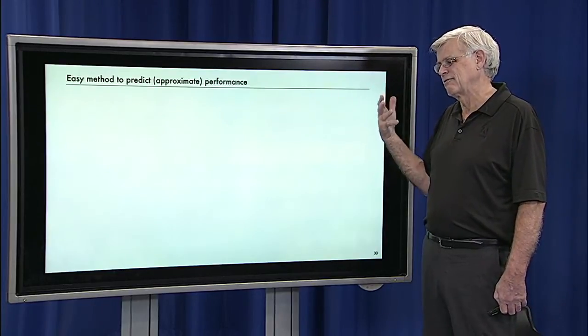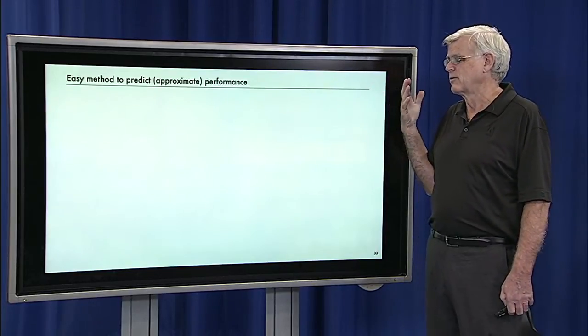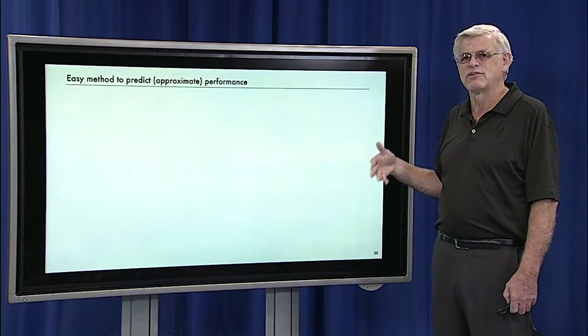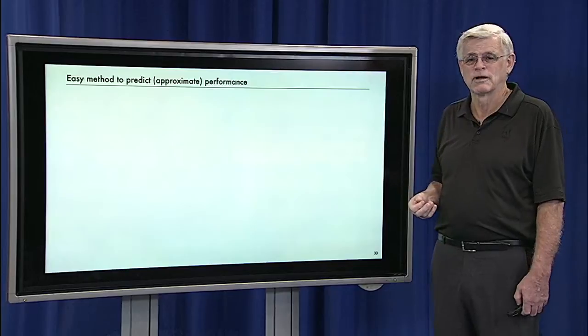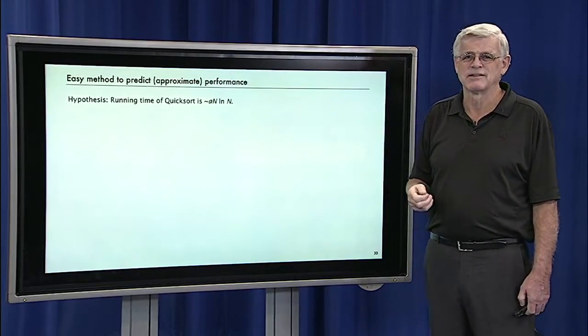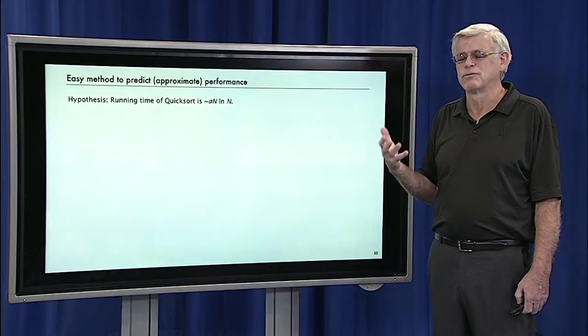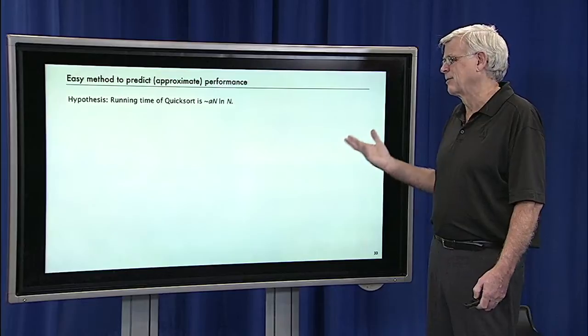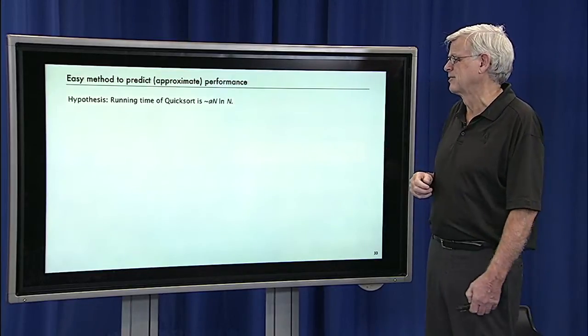I want to make 2 more comments. The first one is about prediction. And this is something that we teach in the very beginning of the algorithms book, that just using a hypothesis like this makes it simple to predict performance, even of extremely complicated algorithms in extremely complicated scenarios.